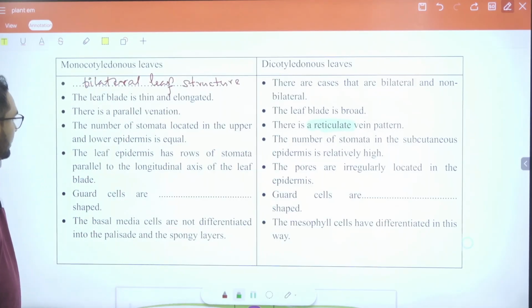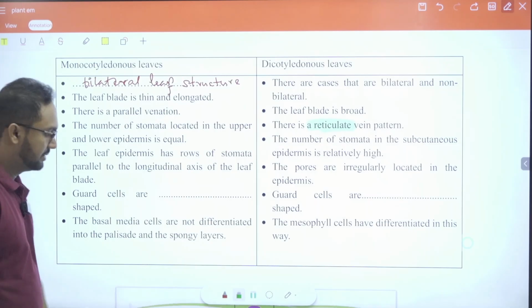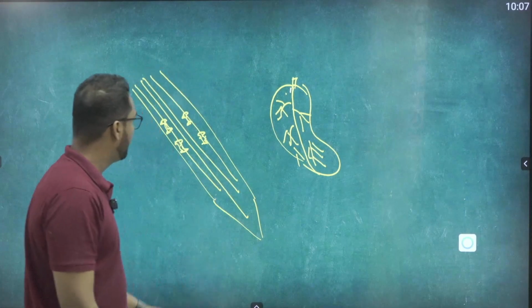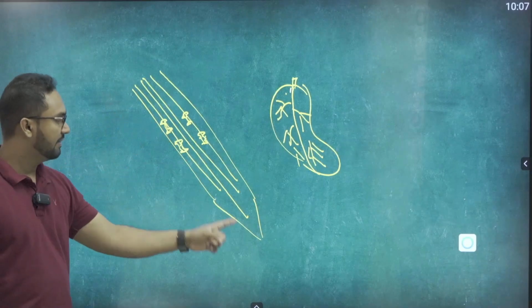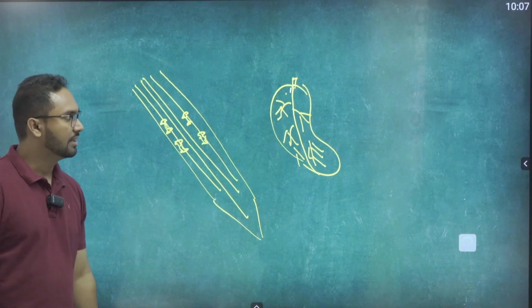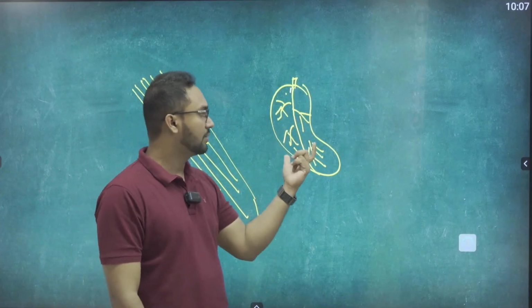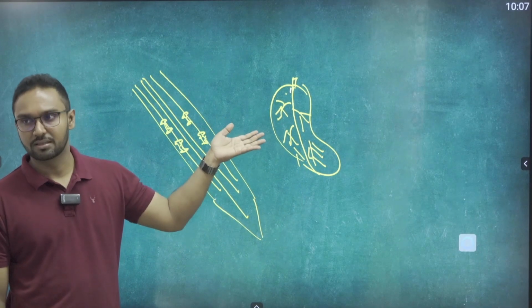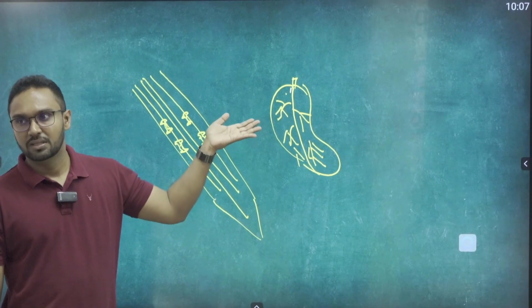And the leaf epidermis has rows of stomata parallel to the longitudinal axis of the leaf blade. So it's something like what I drew. They are parallel to the middle vein, right? The stomata are parallel to the middle vein, but in a dicotyledonous plant leaf, it's more dispersed. It's everywhere. There's no certain order.